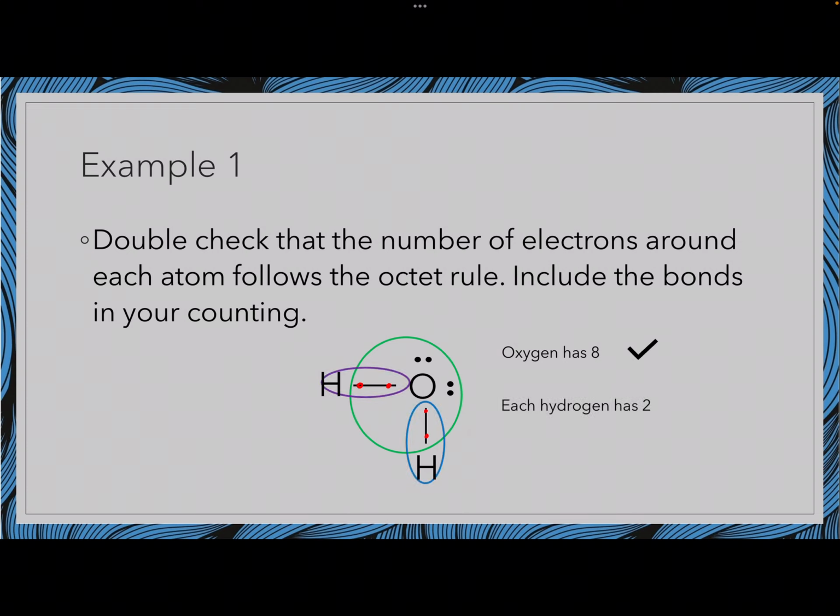Having a look at the hydrogens, each hydrogen has 2. So remember, hydrogen is one of those exceptions that can have 2 in its outer shell. And so that's correct. So we've got the right number of electrons. That's the right Lewis structure for water.